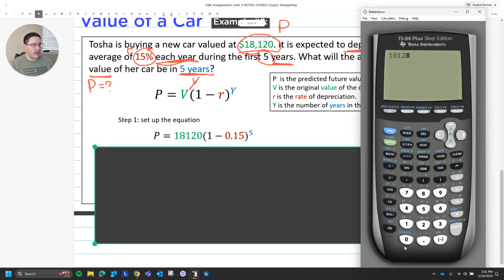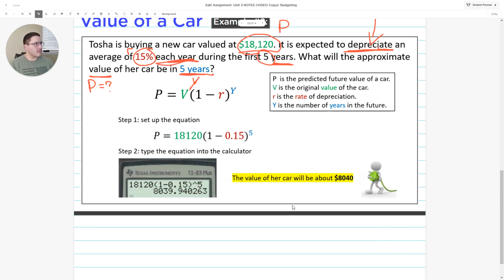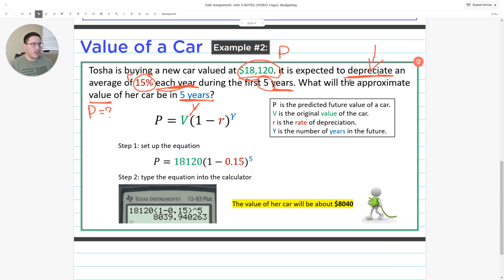So 18,120 parentheses 1 minus 0.15 close parentheses raised in the exponent to the 5th power, rounded to 2 decimal places, and this should be $8,039.94. If we round it to the nearest whole number, it'll be $8,040. That's it for example 2.